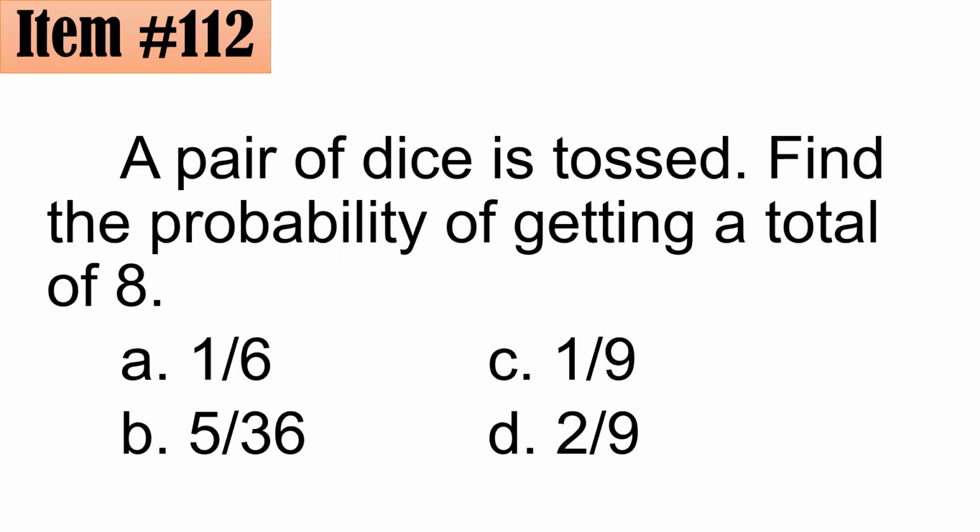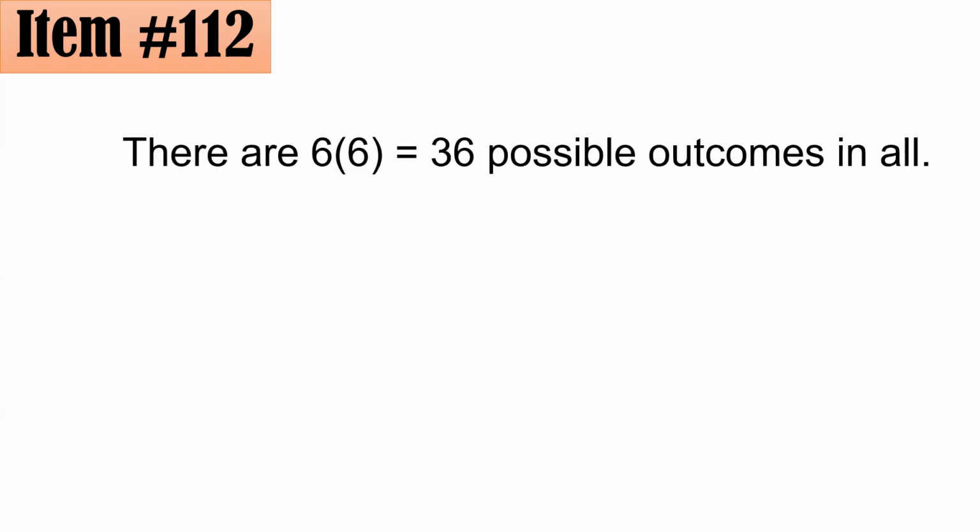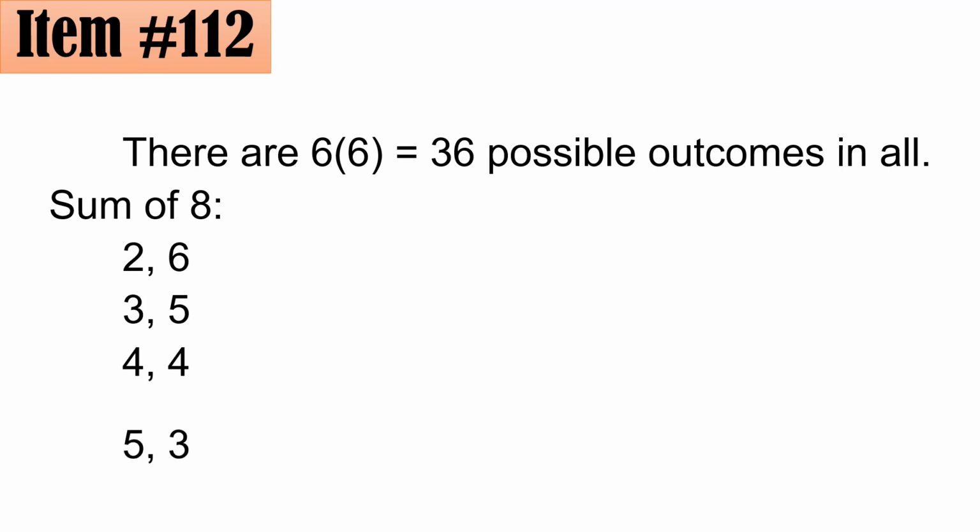Of course, because it says getting a total of 8, we know that a standard die has 6 sides. So 6 times 6, by the fundamental counting principle, the first die 6, the second die 6. So 6 times 6 will be 36 possible outcomes all in all. Of that 36, let us list the sum of 8. It can be 2/6. What else? It can be 3/5. 4/4. 5/3. And 6/2.